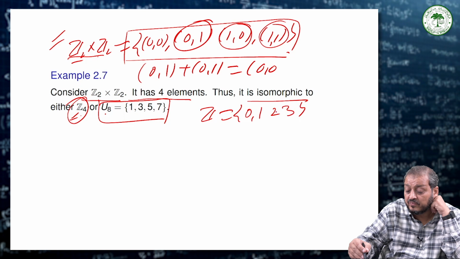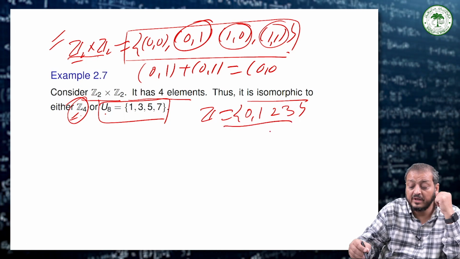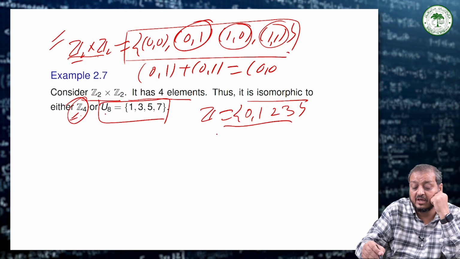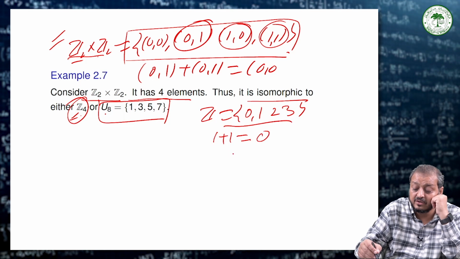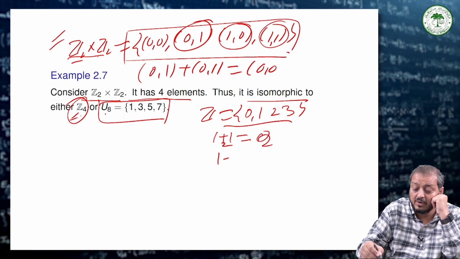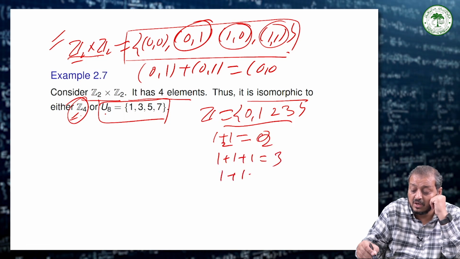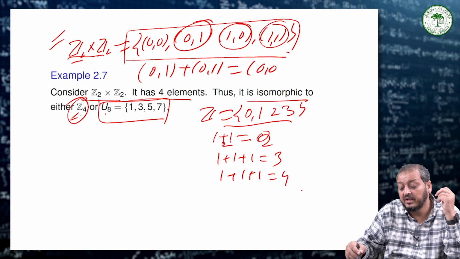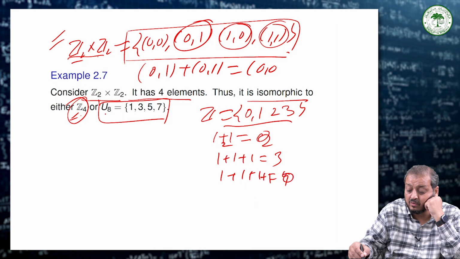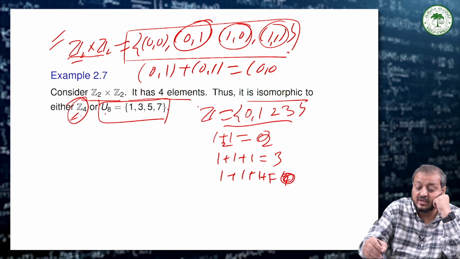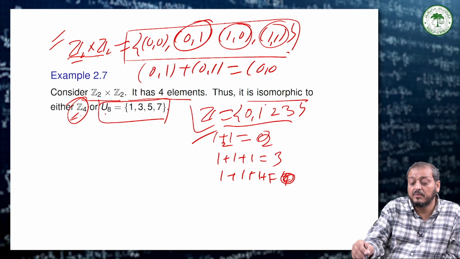If you take an element a, we have to take the order of a. Under addition Z4, you have 1, then 1 plus 1 is 2, then 1 plus 1 plus 1 is 3, then 1 plus 1 plus 1 plus 1 is equal to 4, which is 0. So there is one element of order 4, and this is cyclic, generated by 1.